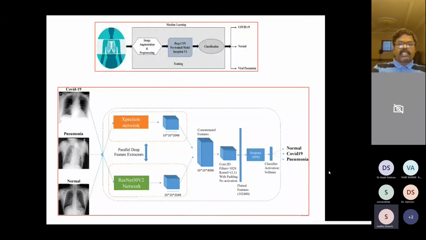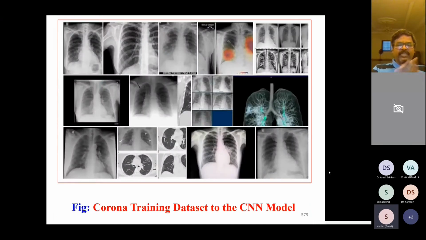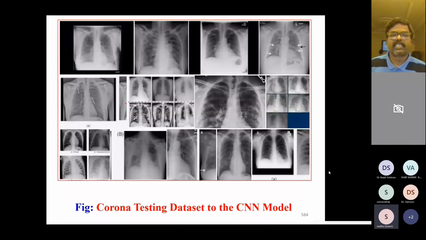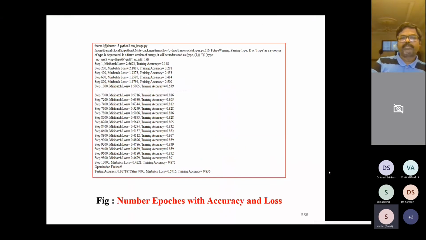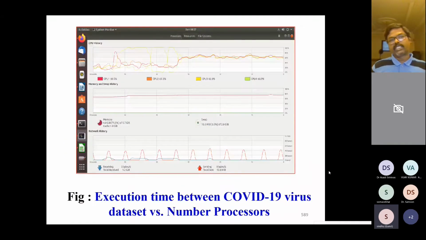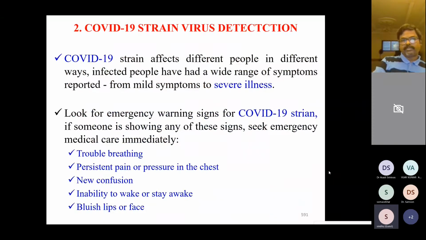This is the architecture we are taking as input to the system: COVID-19, pneumonia, normal image. These are the training data set I have taken, collected from various sources like Kaggle, UCI, GitHub. This is the code of the CNN. Finally, it recognizes whether it is COVID positive or negative. Then same way, this is the execution. These are the graphs.